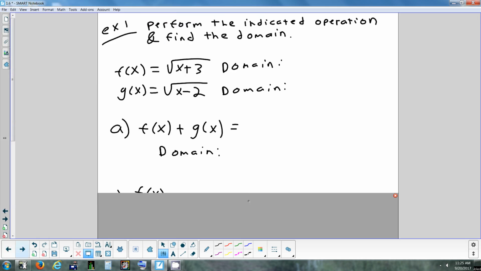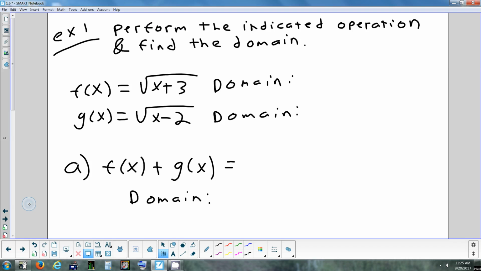Okay, well, let's try this one. Two functions, and I want to just literally write down what f of x plus g of x would be. David, can you tell me what I would put for f of x plus g of x? Square root of x plus 2 plus the square root of x minus 2. That's it. Nothing you can do with that. You can't combine that in any way. That's it. And now the domain.